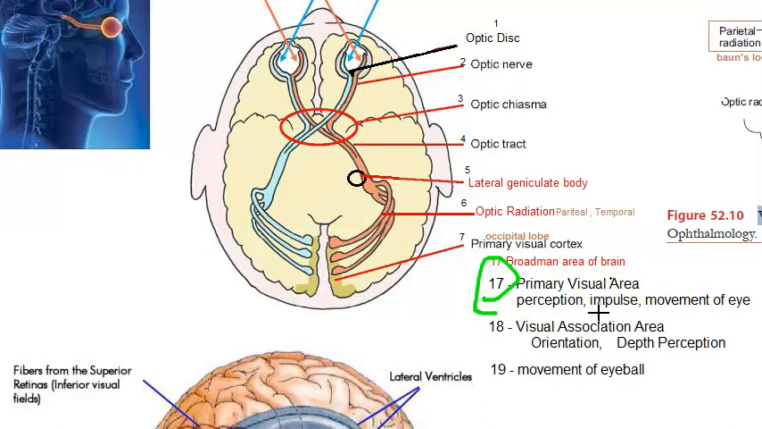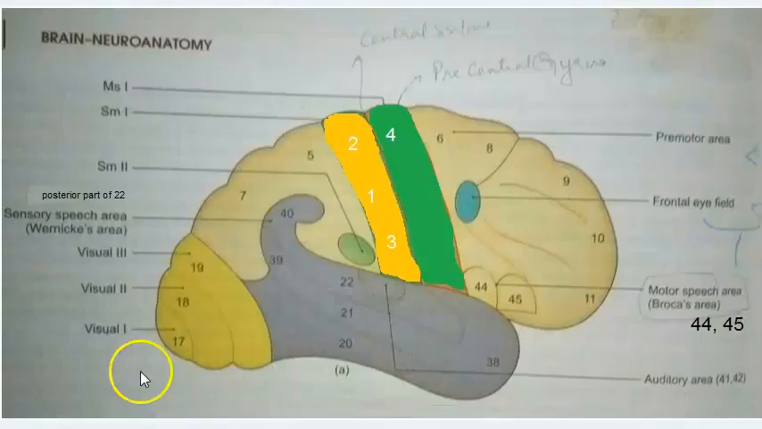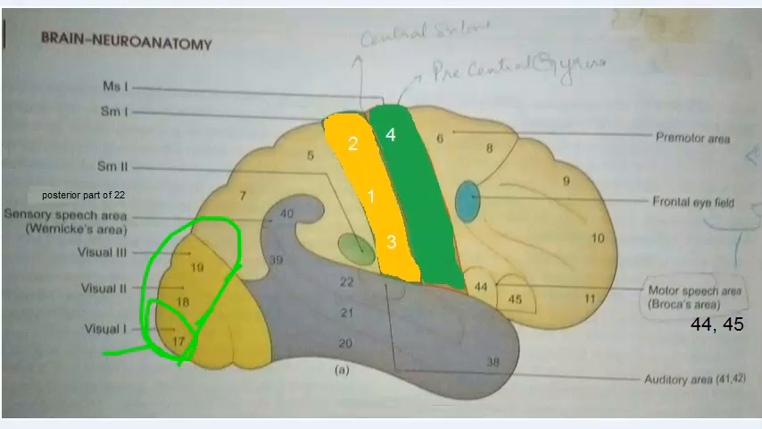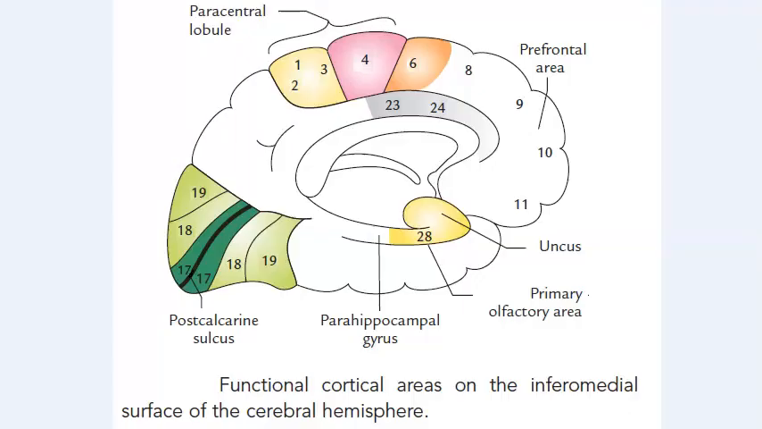Then there is the visual association area, which is Brodmann area 18. Here orientation and depth perception happen. Then area 19 is related to movement of your eye. So remember 17, 18, 19 of the occipital lobe. You can see here the primary visual cortex 17, then 18, then 19. Another diagram shows 17, 18, 19 and the post-calcarine sulcus.